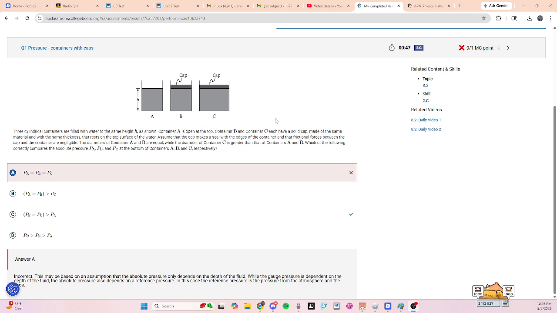Here, number 1: you have 3 cylindrical containers filled with water to the same height. Container A is open. Containers B and C are closed, made of the same material with the same thickness, and the caps rest on top of the surface of the water. Assume that the cap makes a seal with the edges of the container. The frictional forces between the cap and the container are negligible. The diameters of containers A and B are equal, while the diameter of container C is greater than that of A and B. Which of the following compares the absolute pressure at the bottoms of the three containers?